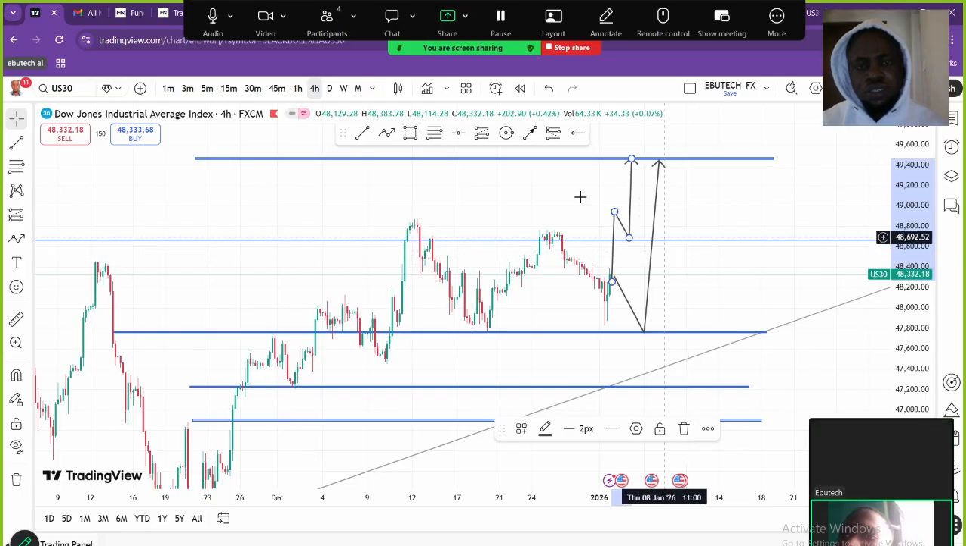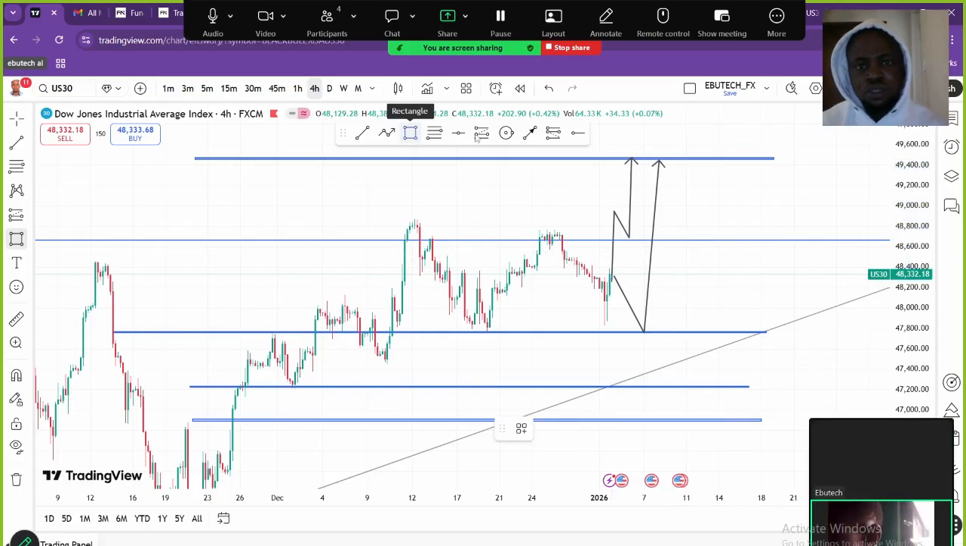Do you understand? Okay. Then another tool that you need is the rectangle. The rectangle is used to draw the key zone. The key zone, which is this, the key zone.